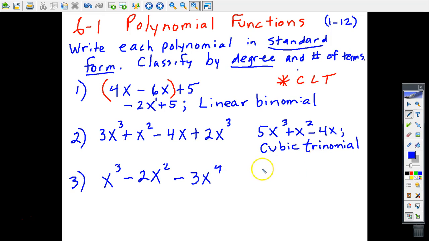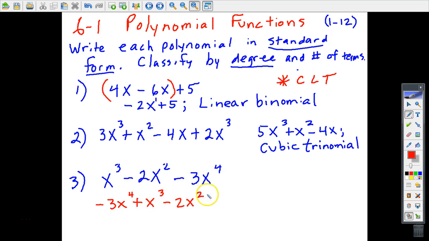All right. In this problem number 3, I'm going to try to combine like terms, but I don't have any like terms. So I'm going to just start arranging these in standard form. Highest exponent first, so that would have negative 3x to the 4th. My next exponent would be the cubic term, so that's going to be plus x to the 3rd. And then finally I will have negative 2x squared.